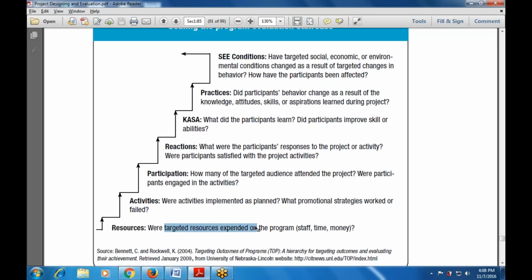So whether the targeted resources are available or not. So whether the resources are available with the program or not. So that is also well defined, the resources that are available with the targeted audience.